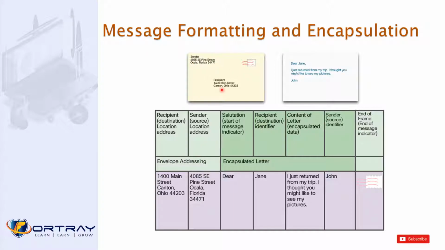The actual message is encapsulated within the letter in the envelope, and you can see the sender address, receiver address, and indicators, like the end of frame, for example. Similarly, in day-to-day language you can see the destination address, source address, salutation, recipient identifier, content of the letter, and sender. Then the end of the frame, where the message ends. In day-to-day language this is what we use, and in networking terms, these are the terms we will be using later on.